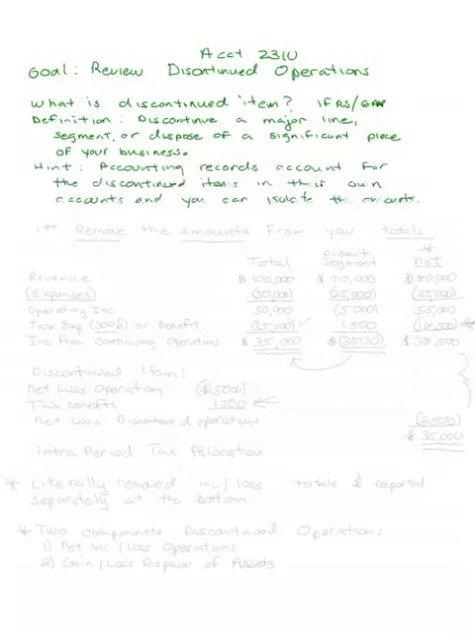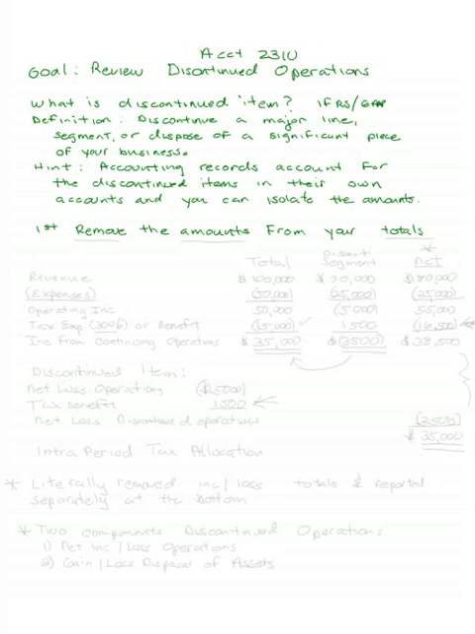Here's a hint. Accounting records account for the discontinued segment that you're getting rid of in their own accounts so completely that you can isolate the amounts. If you can't isolate the amounts, then it's probably not a segment that you've disposed of. So, what happens first is, when you have a discontinued item, the first thing you need to do is to remove the amounts from your totals.